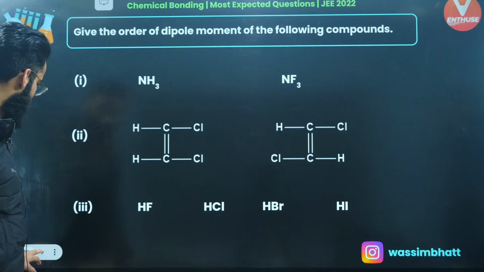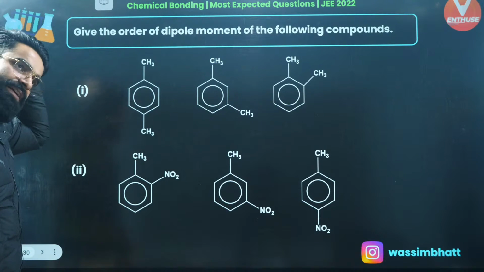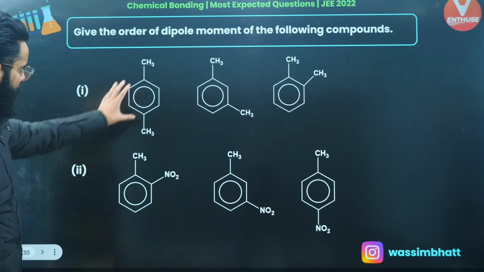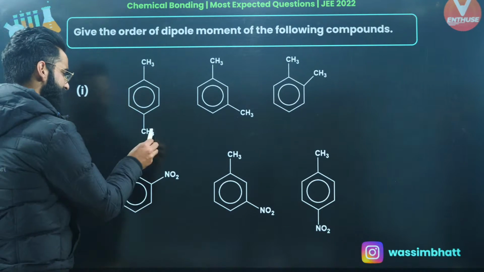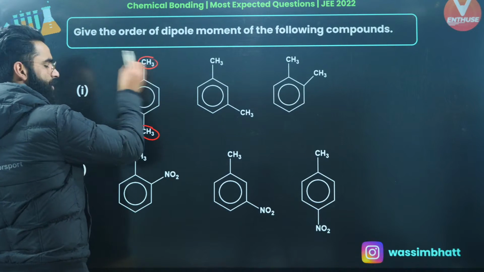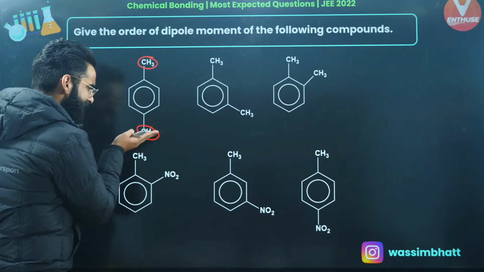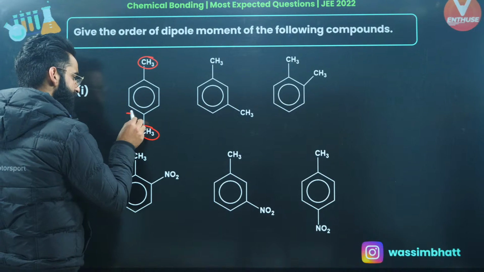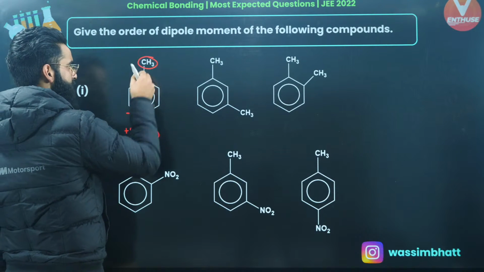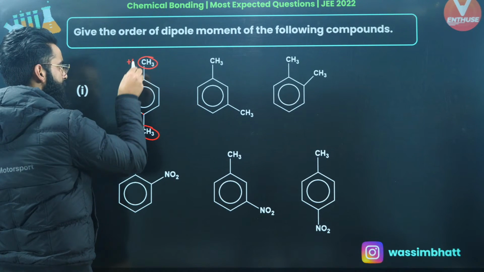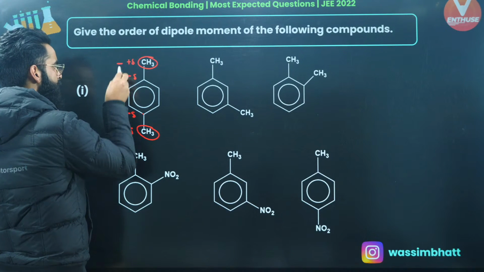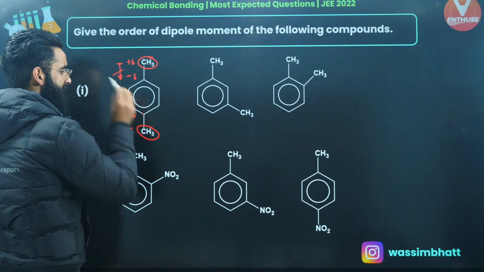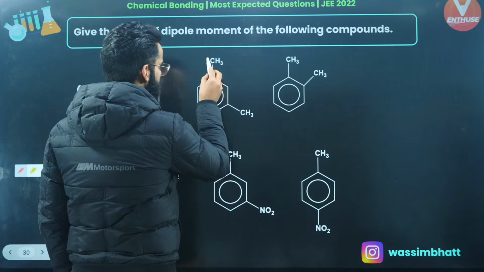Perfect, guys. So let's have a look at other examples from the dipole moment only. If you look at the first molecule, CH3 is an electron donating group, so this will get delta positive and over here delta negative. The dipole moment goes from positive to negative, and both will cancel out.